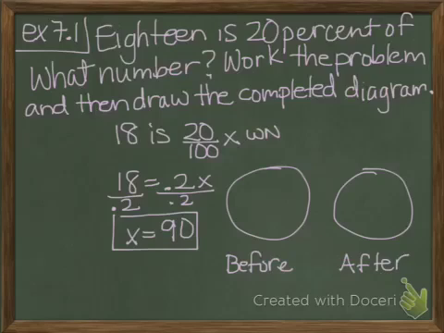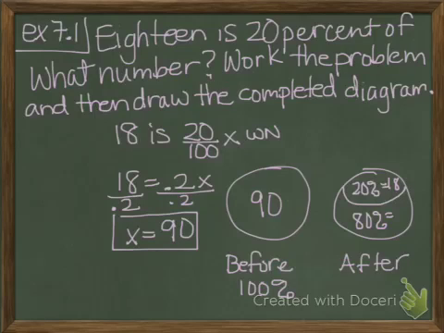Now, in order to draw the picture, you have a before and an after. Before is always 100%. We have 20% and 80%, and it says that 18 is 20%. Well, we know our total is 90, so our 80% is going to be 72. So there's the drawing of the diagram.